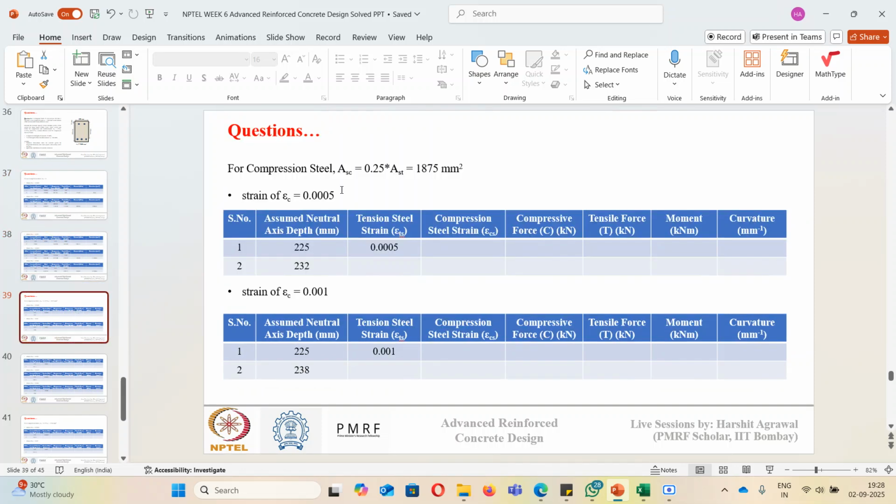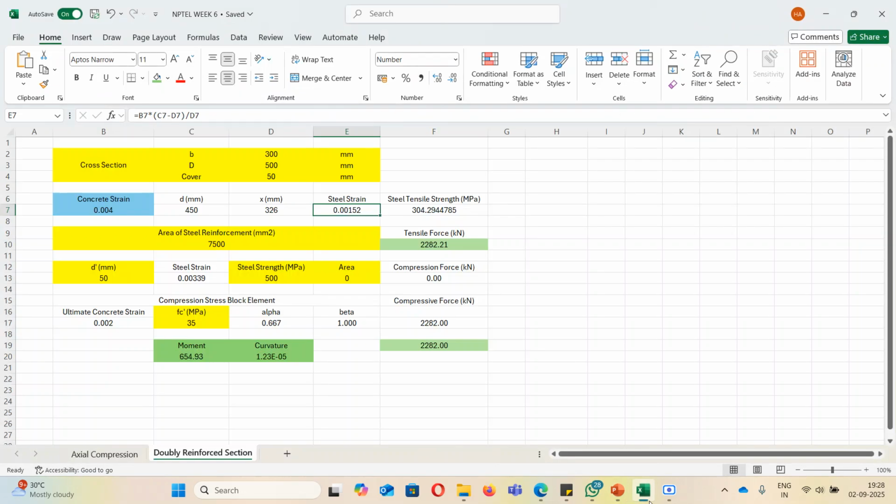Now what if I provide a compression steel of 25%? So ASC is equal to 25% of AST, so that will be 1875.